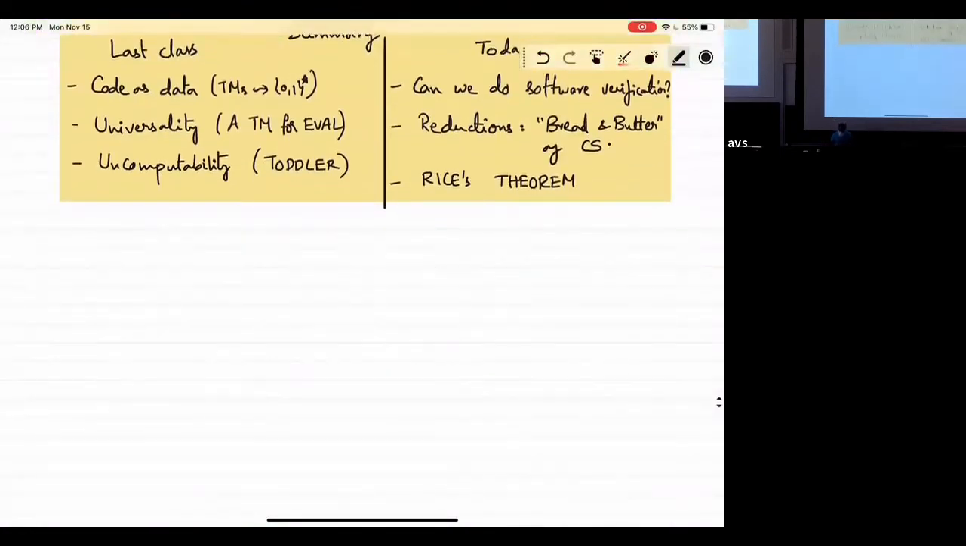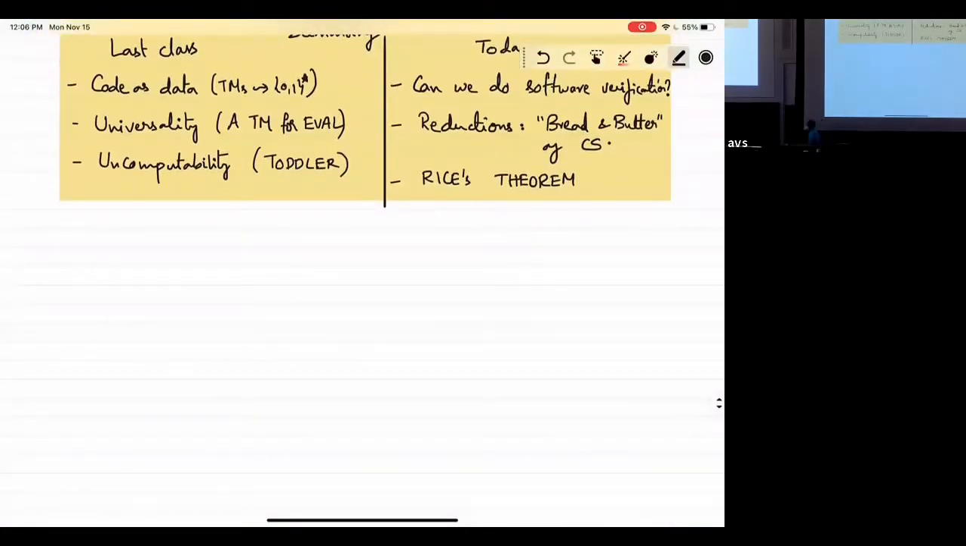All right, let's get started. And the first example we'll do is the halting problem.